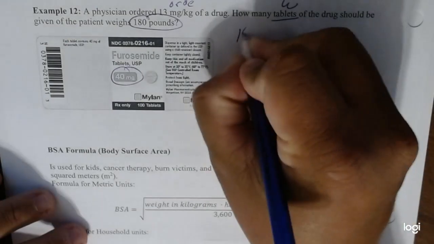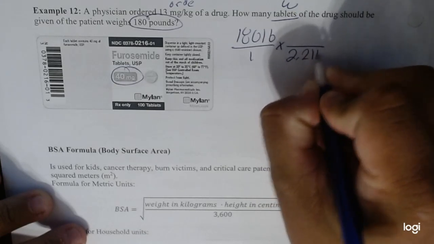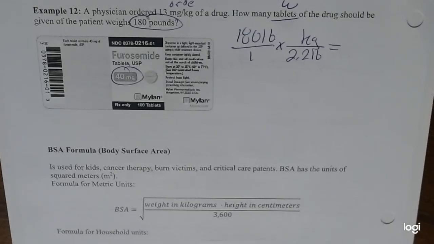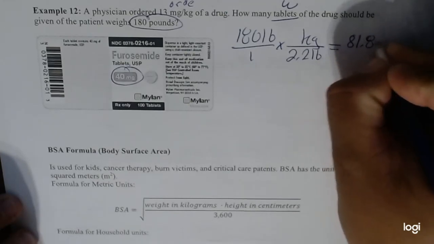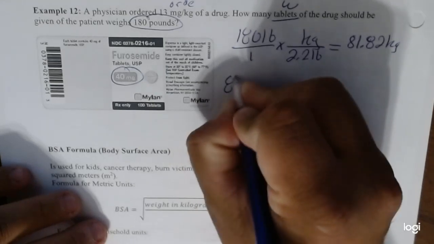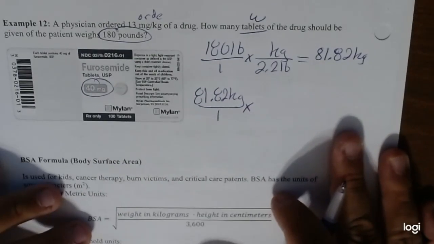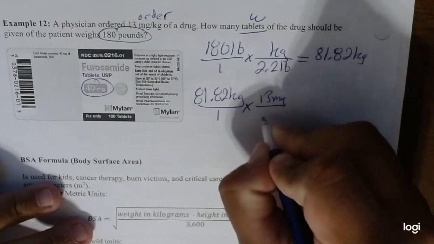So just like the last one, we have to first convert pounds into kilograms. So dividing this out should give us 81.82 kilograms. Okay. And now we just start from there. So 81.82 kilograms times now the order. The order itself was 13 milligrams per kilogram. So 13 milligrams per kilogram.